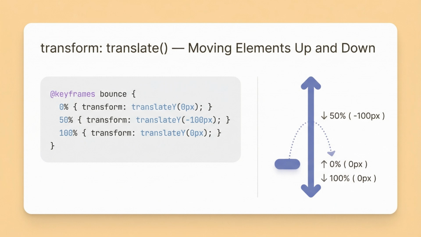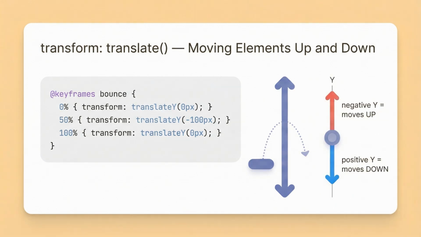The transform property also includes translate, which moves elements along the x or y-axis. Moving something up and down means working on the y-axis. Importantly, negative values move the element upward, so translate y of negative 100 pixels moves it 100 pixels up. At 0% and 100%, the element is at its original position, and at 50%, it's at its highest point, creating a smooth floating or bouncing effect.